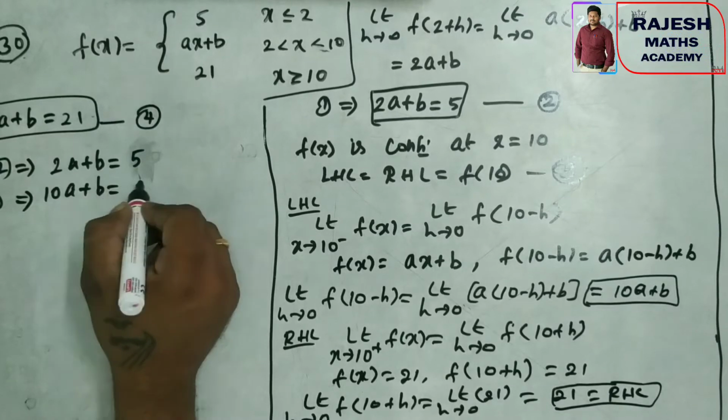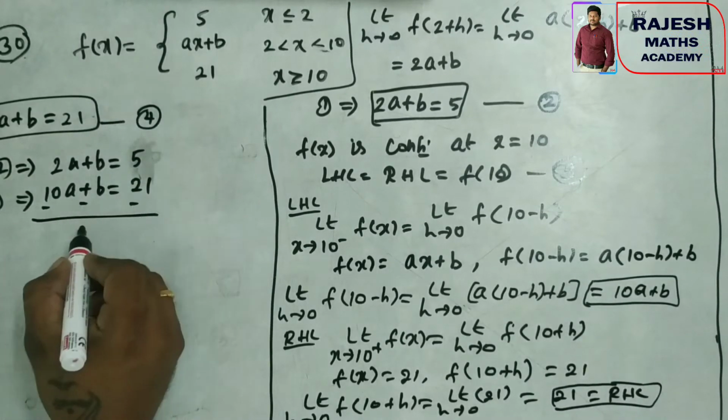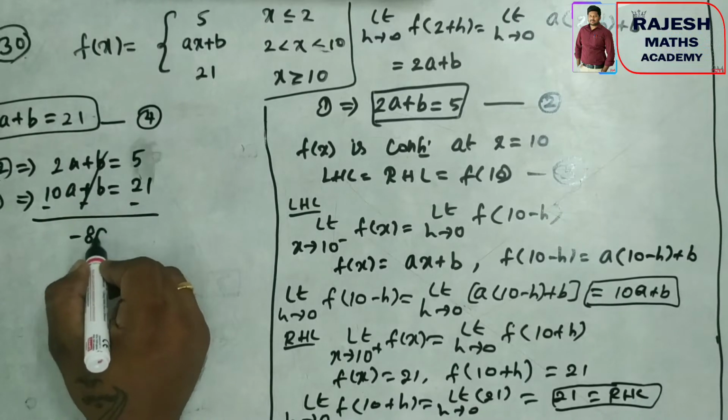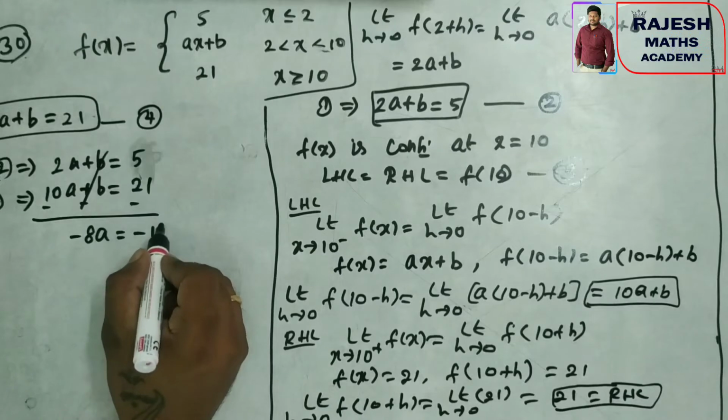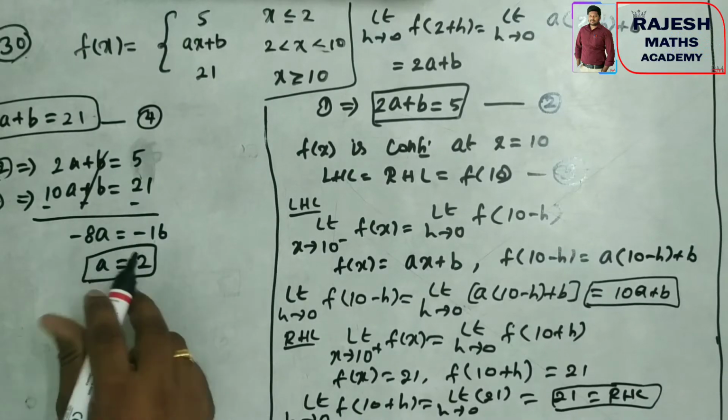10A plus B equals 21. Subtracting, B cancels, and I will get minus 8A equal to minus 16. So the value of A will be equal to 2.